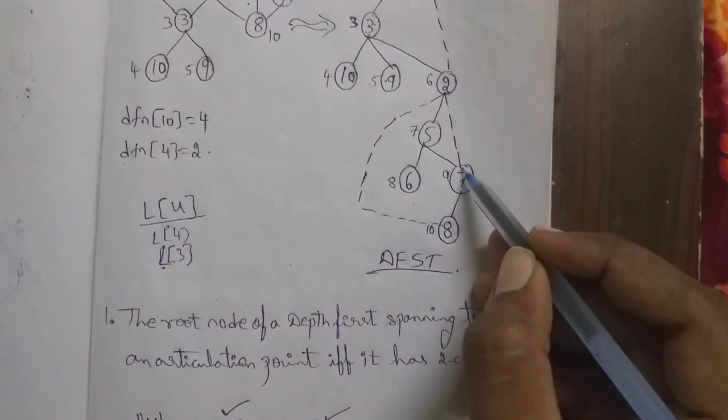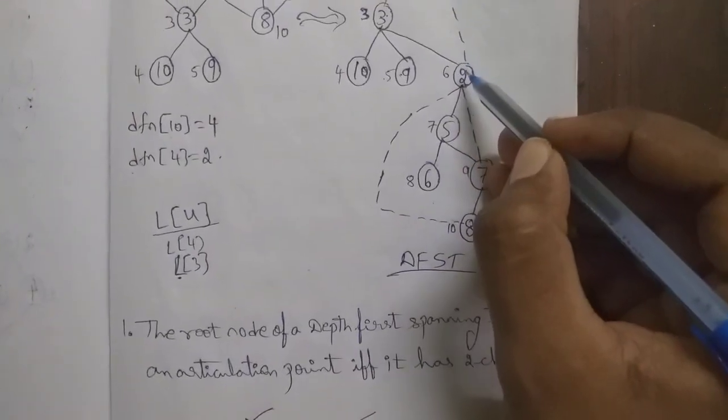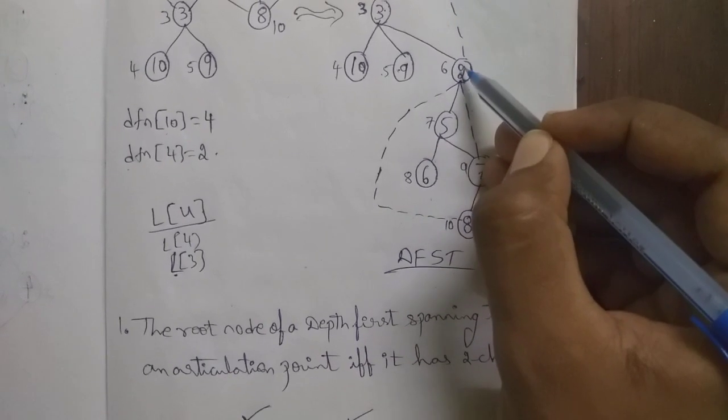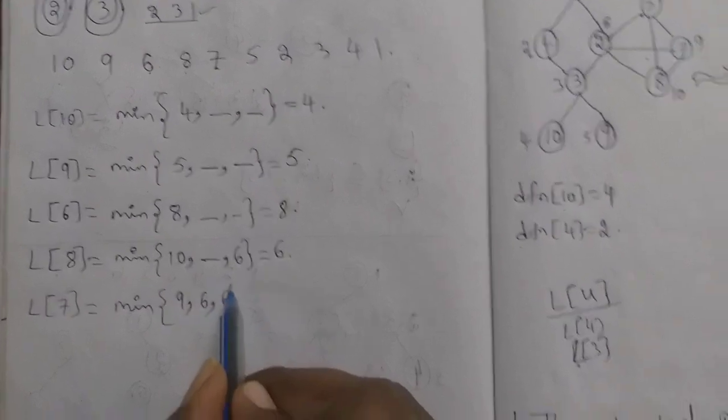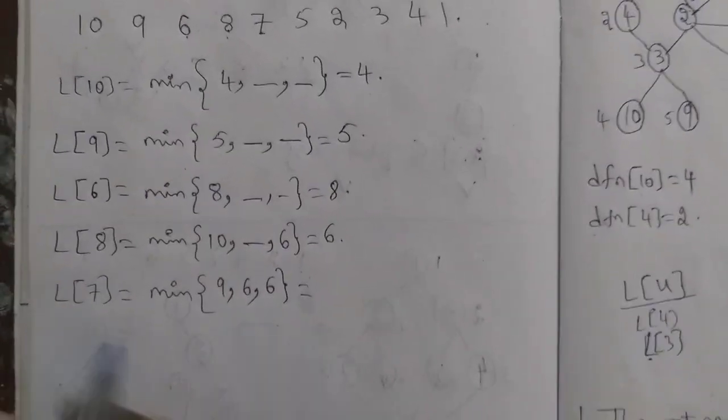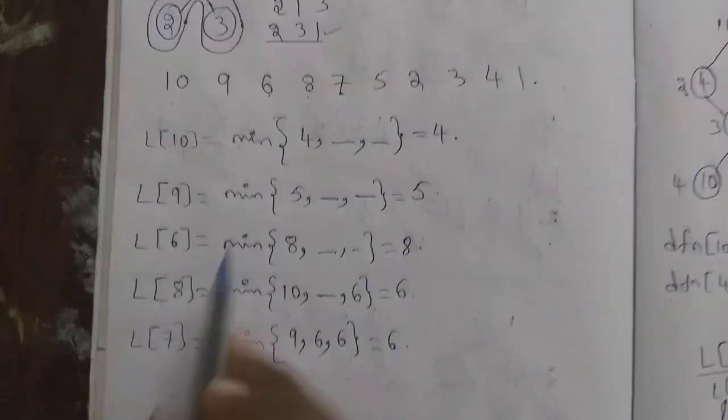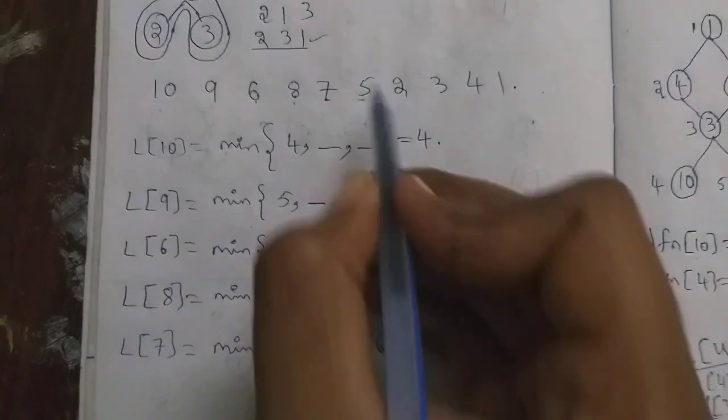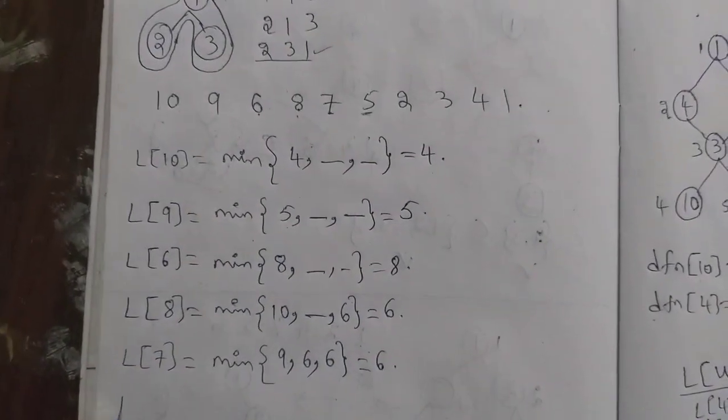Any back edges from 7? Yes, a back edge is there. What is the depth first number of that back edge? 2. What is the depth first number of 2? Back edge is 6. Therefore, 9 comma 6 comma 6, the minimum value is 6. Next, the next posterior traversal sequence vertex is 5.